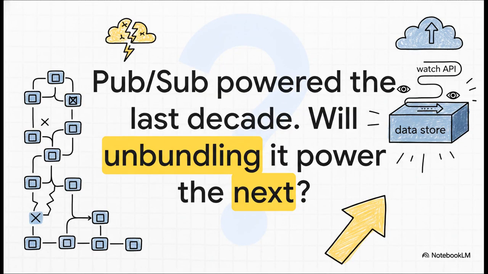Look, Redis Pub Sub was an amazing tool. It got us started, it showed us the power of real time. But as our systems have gotten way more complex and our need for reliability has shot through the roof, its foundational cracks are really starting to show. This new unbundled model, an explicit database with a smart watch API on top, it seems to solve the deepest problems of volatility, scalability, and correctness. It might just be the architectural pattern that defines the next generation of truly robust real-time applications. What do you think?